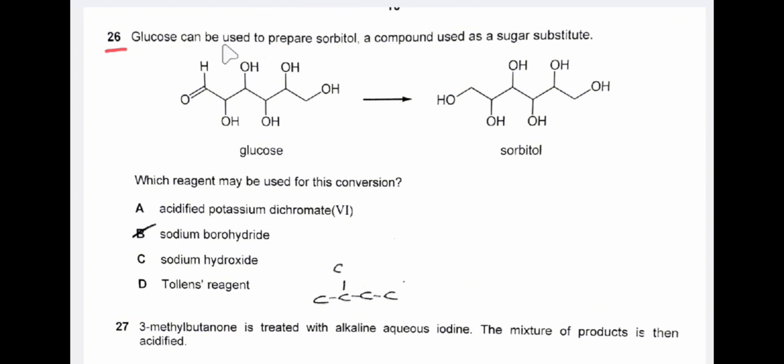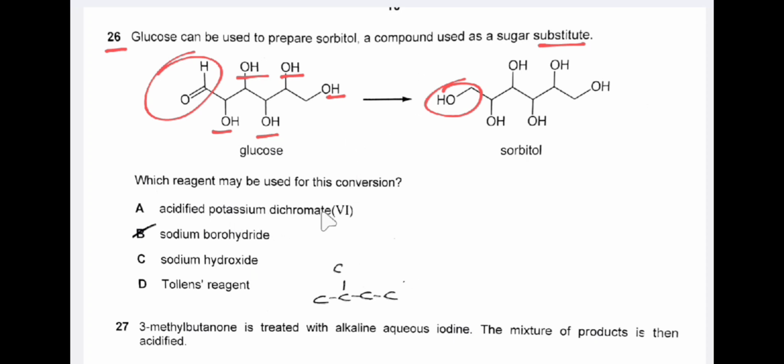Question number 26. Glucose can be used to prepare this substance, a compound used as a sugar substitute. Which reagent may be used for the conversion? Here the OH groups remain the same and there is no change to the OH groups. What occurs is that the aldehyde is converted to alcohol, that means it is reduced, by a reducing agent such as LiAlH4 or NaBH4.